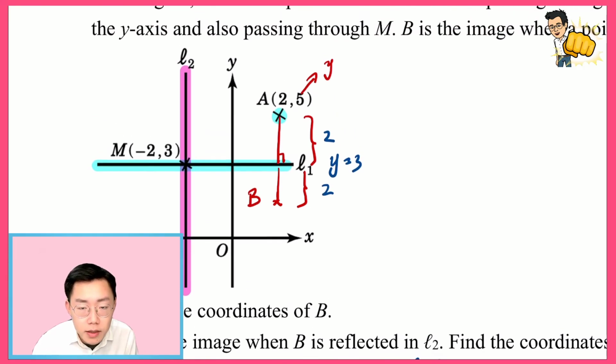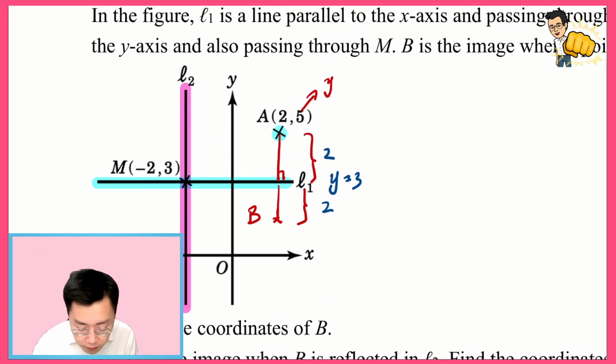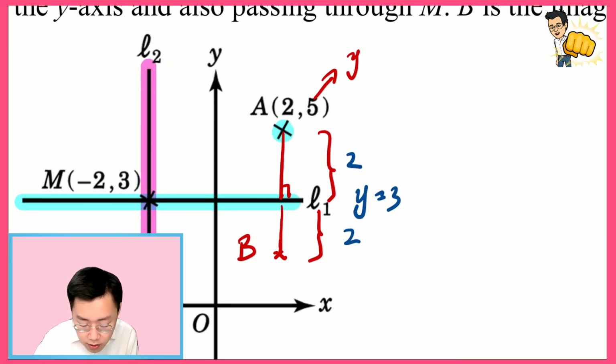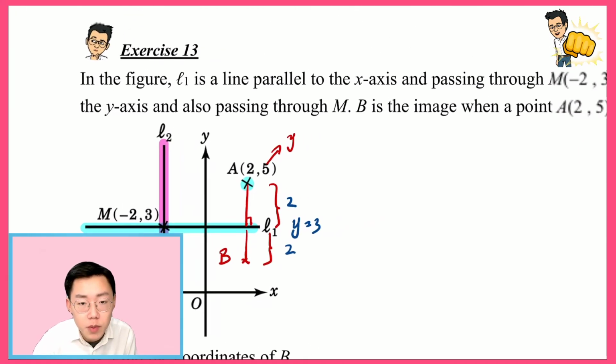So in part A, I use the method that is the distance. That means if the point is reflected along L1, here you can see point B is the reflection of point A. So the distance between point A and L1 is equal to the distance between L1 and B. So now we finish part A first.